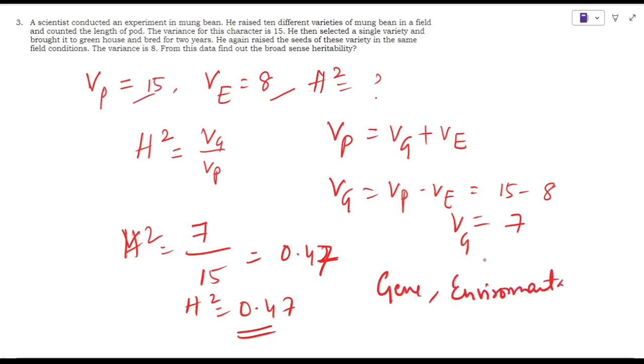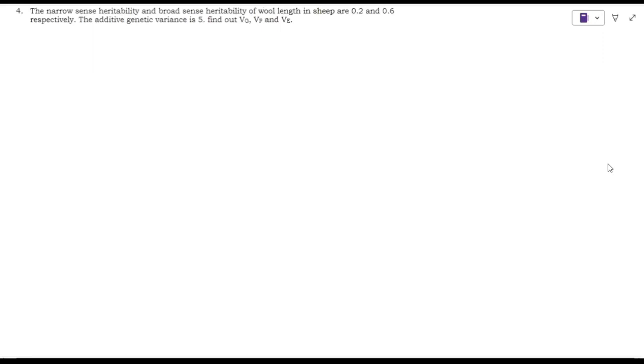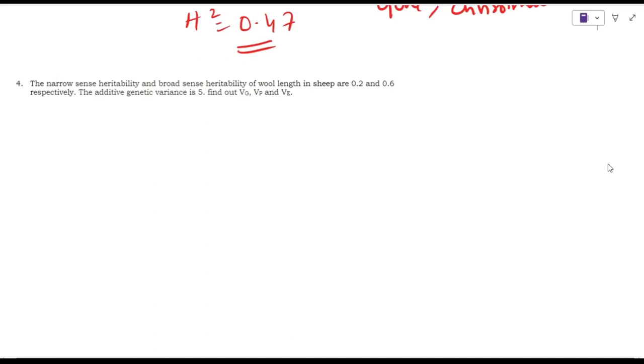Next, we will move on to one more problem. The narrow sense heritability and broad sense heritability of wool length in sheep are 0.2 and 0.6 respectively. The additive gene variation is 5. Find out Vg, Vp and Ve.